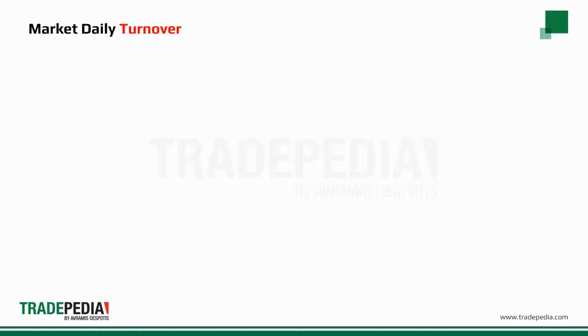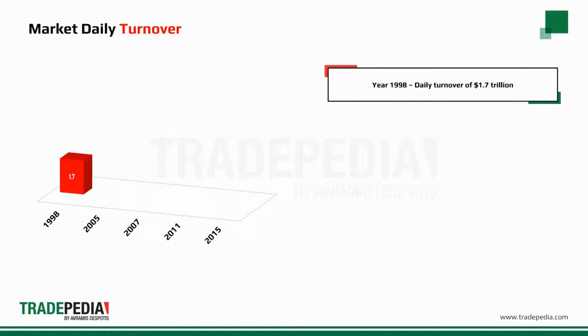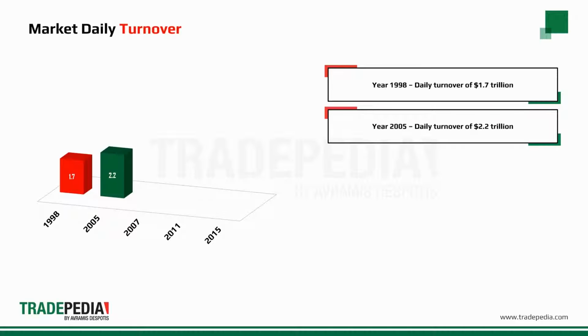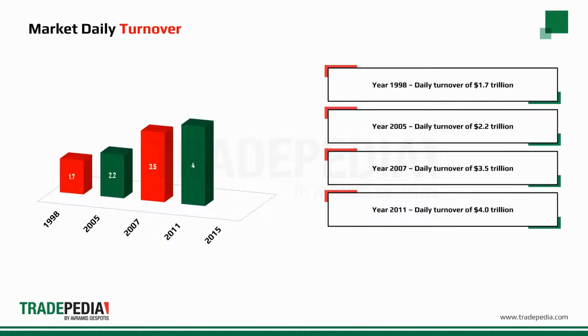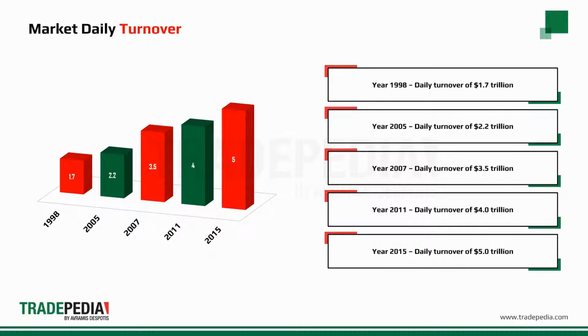The average daily turnover in the global foreign exchange market is growing continuously, starting with $1.7 trillion in 1998. The daily volume increased to $2.2 trillion in 2005. In 2007, it reached $3.5 trillion. By 2011, the average daily turnover was $4 trillion, and in 2015 onwards, it has surpassed $5 trillion turnover per day.